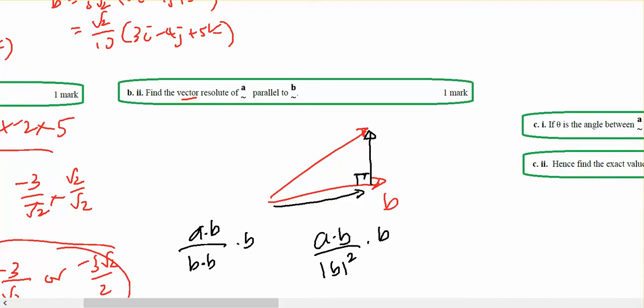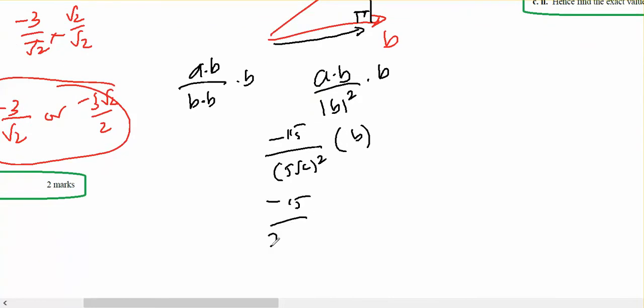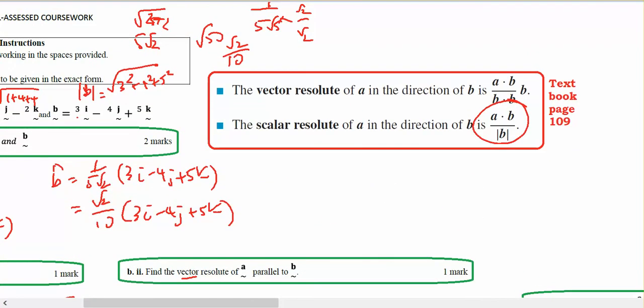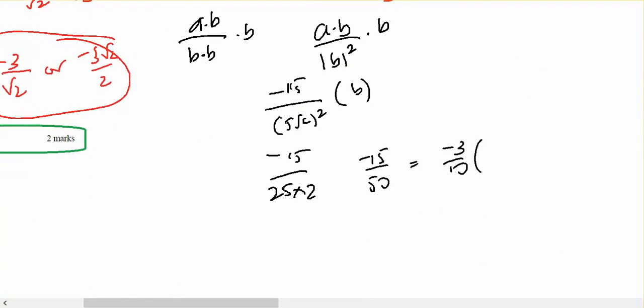So it's going to be negative 15 on the magnitude, so 5 root 2 squared, times b. So negative 15 on 25 times 2, which is negative 15 on 50, which is negative 3 on 10 times b, and b is 3, minus 4, 5. And that is the vector resolute.